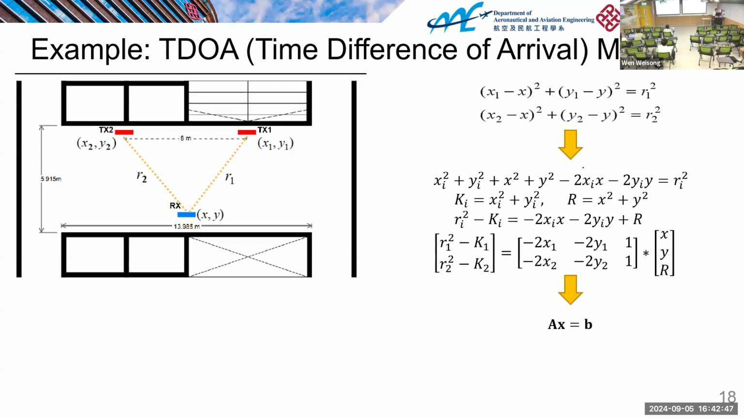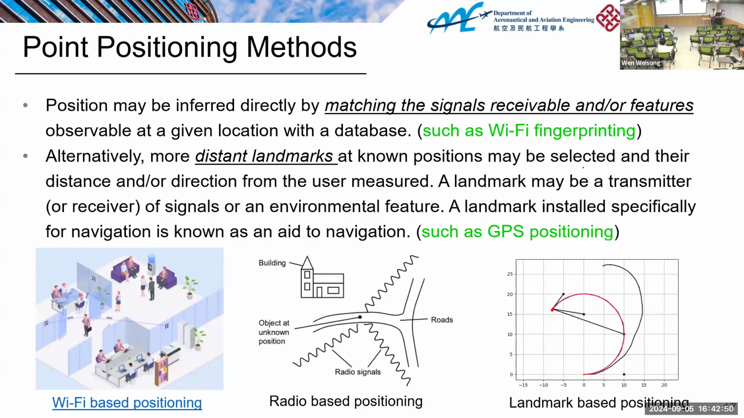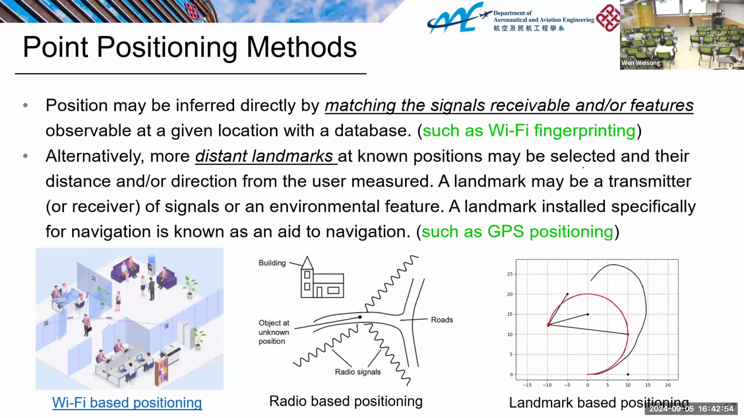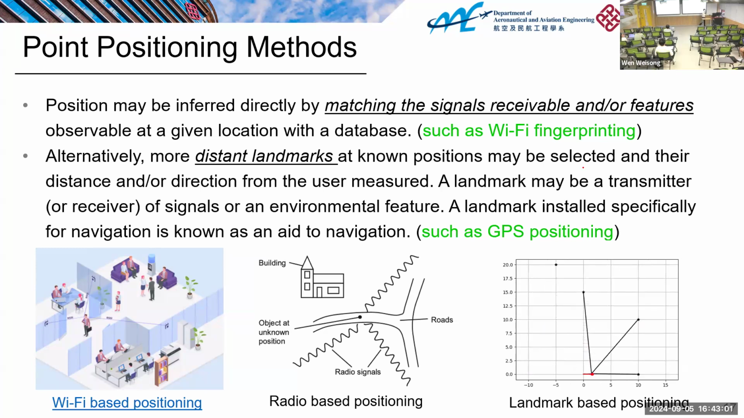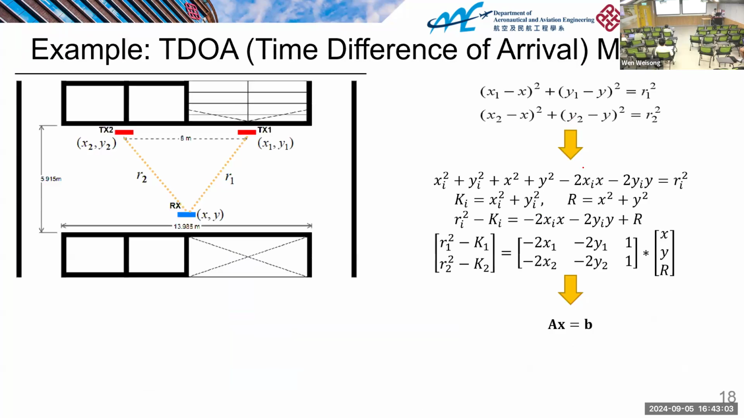So this is the way, as I just mentioned on this page. These are known locations, right? And you also get the known variables, the ranges. So how to get the position of the user? This is the mathematical explanation.